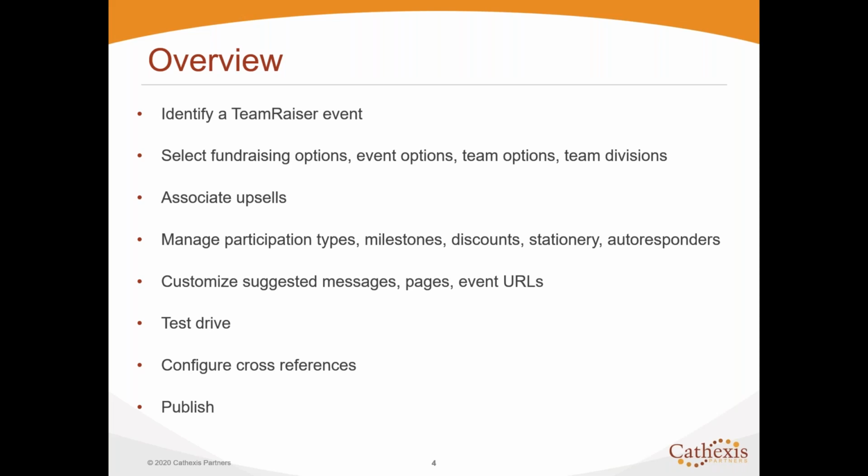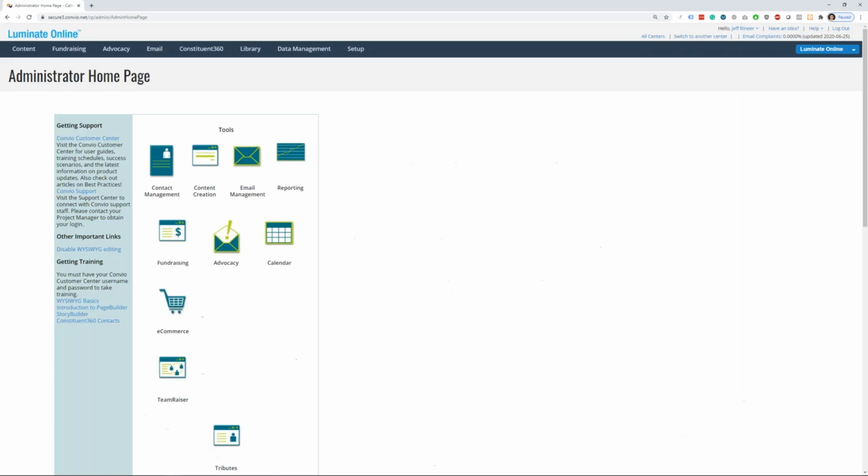We'll talk about customizing suggested messages that your users can use from the Participant Center, your event pages, event URLs. We'll talk about how to test drive the event. We'll talk about configuring cross-references if you are leveraging an external database that is synchronized with Luminate Online. And then we'll talk about, finally, publishing your event and making it accessible to your participants. So, that being said, let's go ahead and jump into how to create a TeamRaiser event.